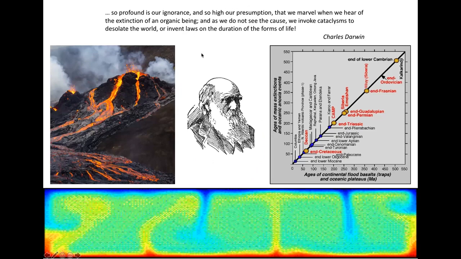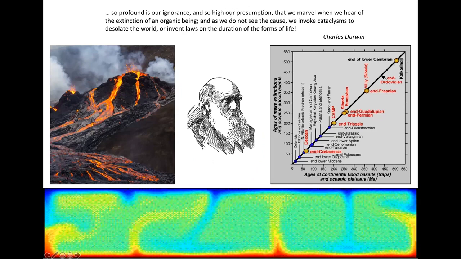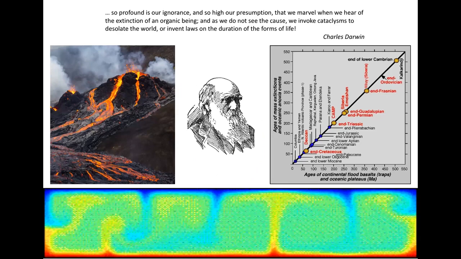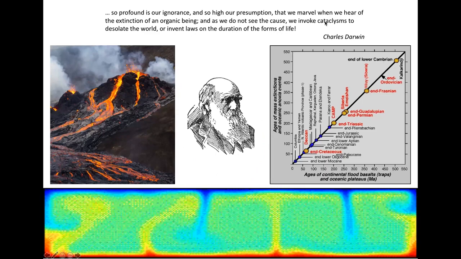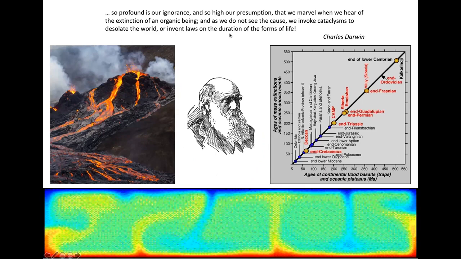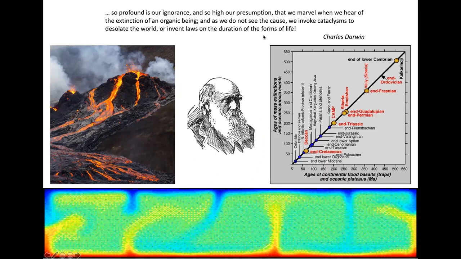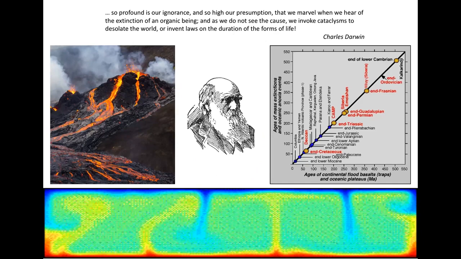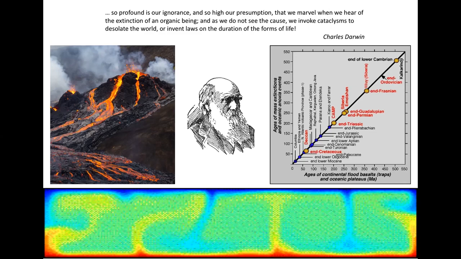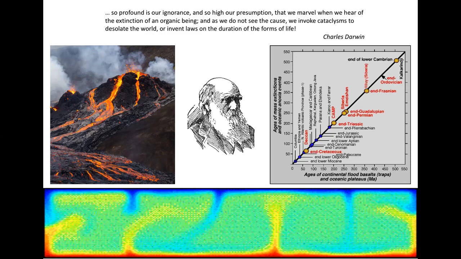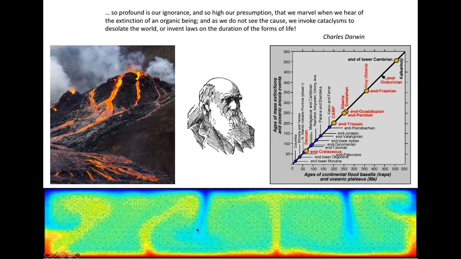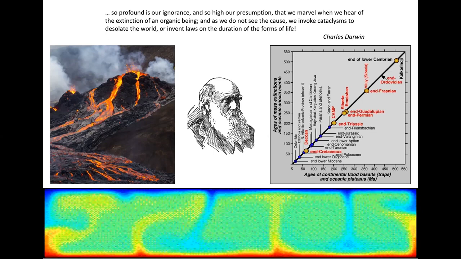So, Darwin, Mark was mentioning this: we marvel when we hear of the extinction of an organic being. We don't see the cause, so we invoke cataclysms to desolate the world or invent laws on the duration of the forms of life. He didn't really like this idea of sudden changes. But actually, I guess, from my point of view, if you take the long view of mantle convection, this is a completely normal process that's happening the whole time.